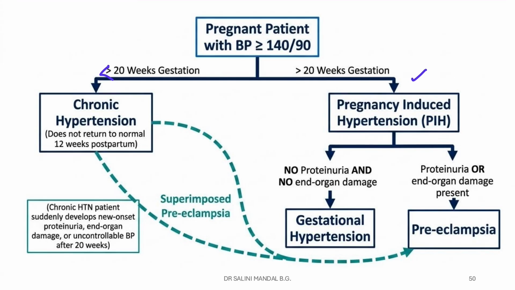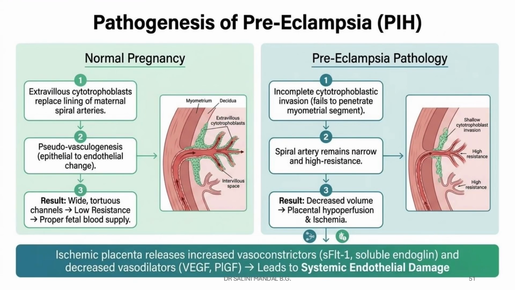Okay, so if there is proteinuria along with pregnancy-induced hypertension, or any kind of end organ damage, we call it preeclampsia. And if there is no proteinuria and no end organ damage, it is called gestational hypertension. Okay. So let us see what exactly happens.